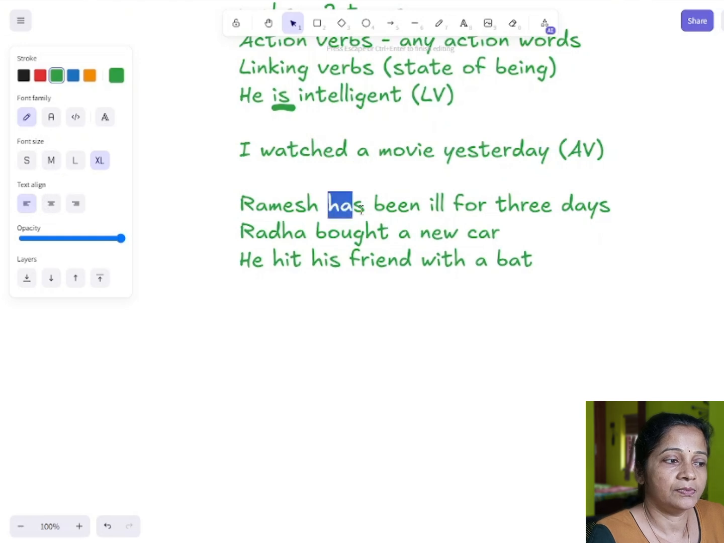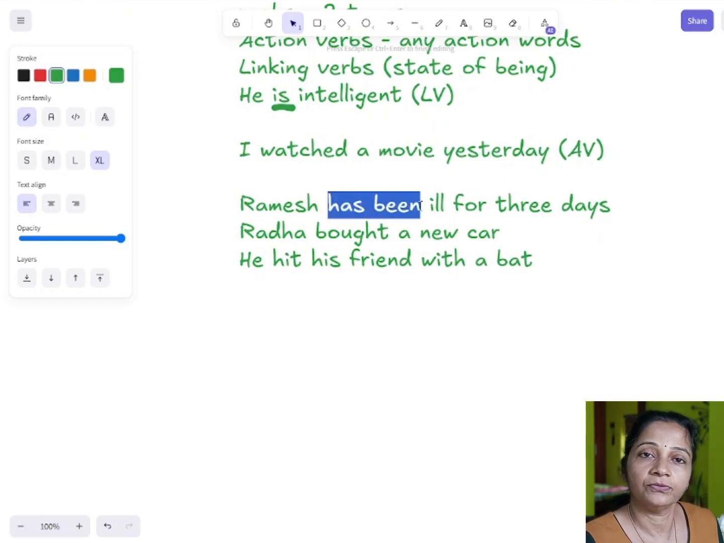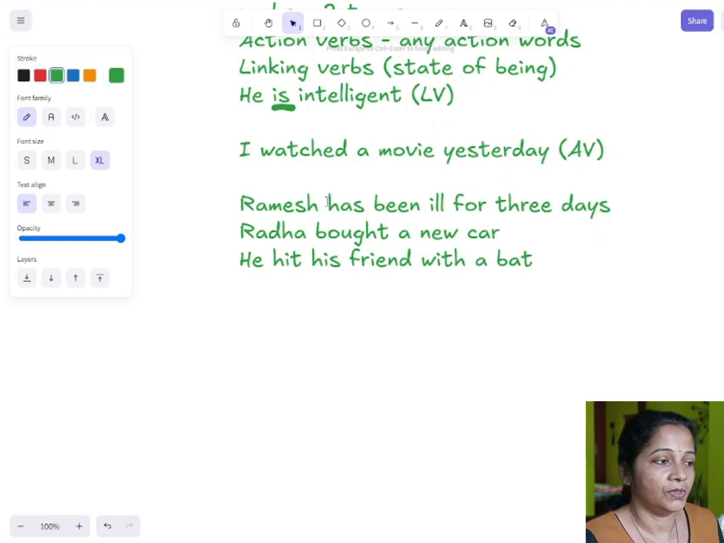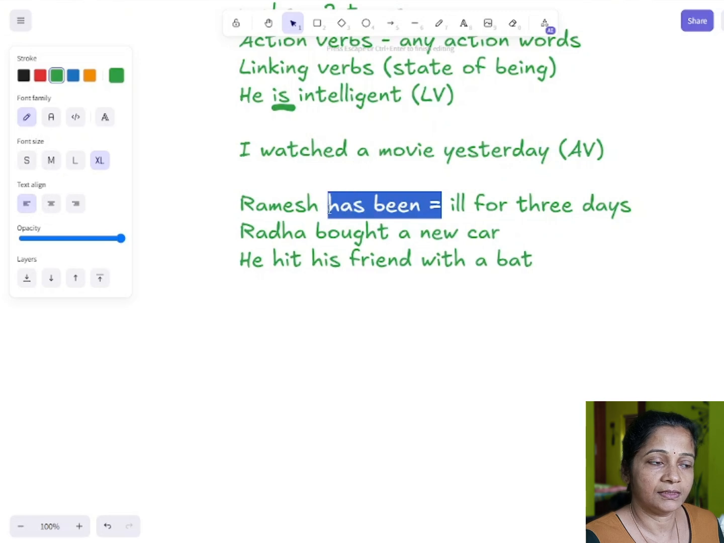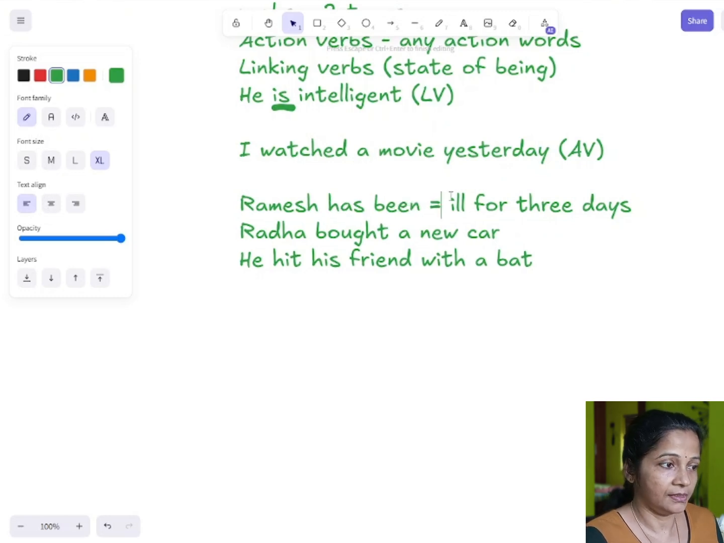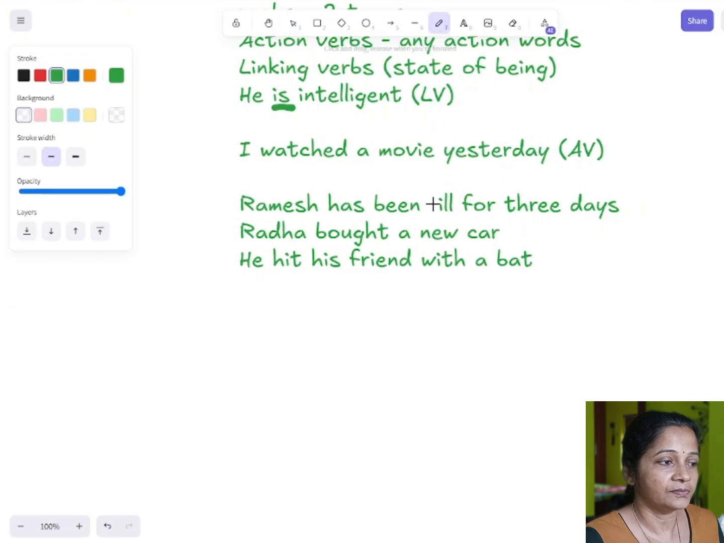Okay, so has been ill. Do you see any action here? Is Ramesh doing anything? No. What is the verb here? Has been is showing the state of being, state of illness. Okay, so I am just putting an equal to sign here. So Ramesh equal to ill for 3 days. Or you can say Ramesh is ill, right? So this is a correct sentence. If you put an equal to sign, it makes sense. Ramesh is ill, right? So Ramesh has been ill. In this, has been is what? It is the linking verb.